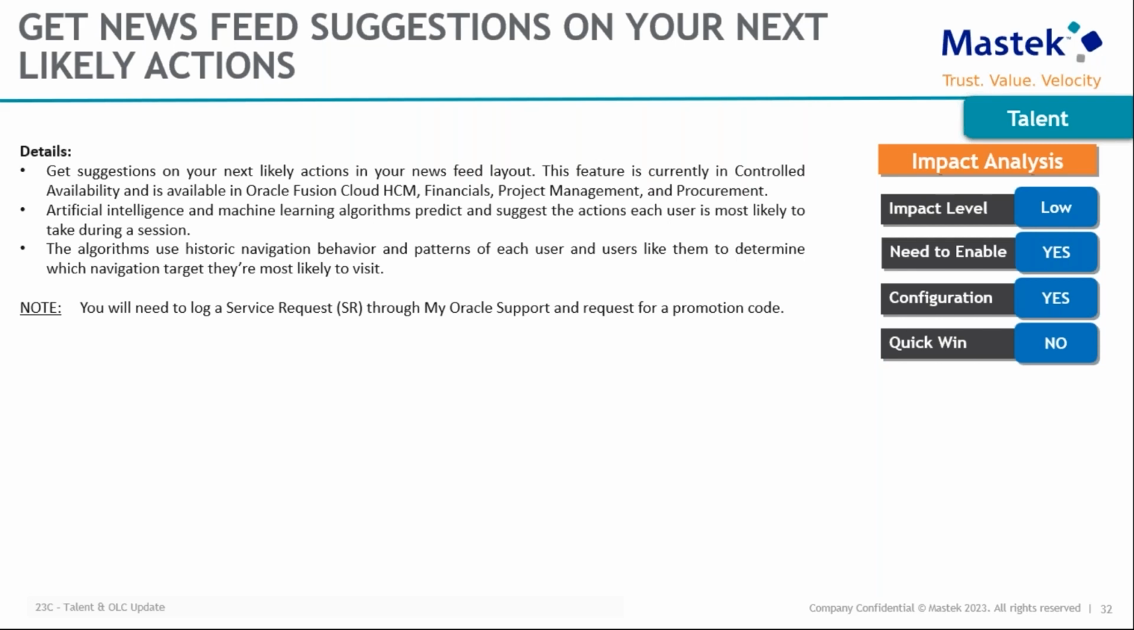So you can get your suggestions for the next likely actions in the newsfeed layout. It's controlled availability right now, so you would have to log a service request and get it activated. However, it's essentially something that learns from you and tries to suggest the next action based on your usage of the system. So it's becoming more and more personalized, much like how you would expect your phones to act these days, where you would get a recommendation for the next action based on your most typical actions or sequences of actions that you do.